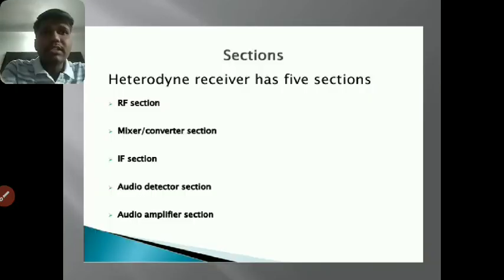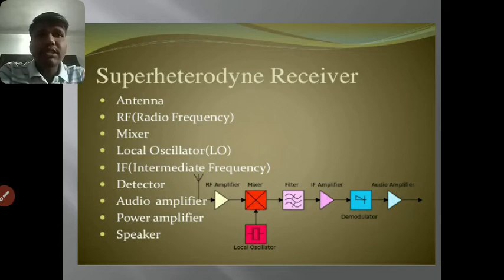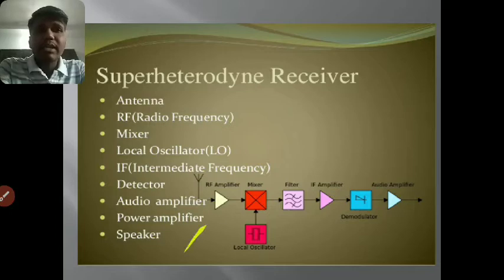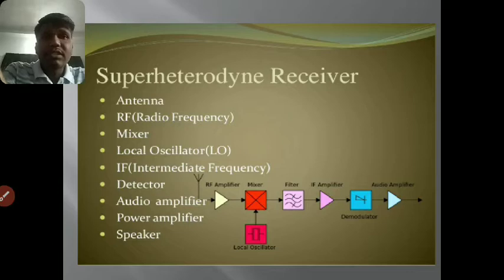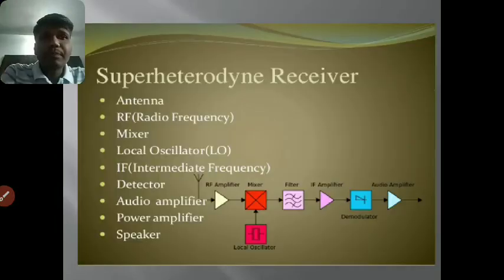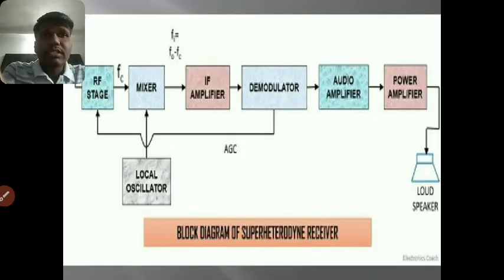In detail, the stages are: first the antenna, second the radio frequency amplifier, third the mixer, fourth the local oscillator, fifth the intermediate frequency amplifier, sixth the detector, seventh the audio amplifier, eighth the power amplifier, and last the speaker. This is the block diagram: RF amplifier, mixer, filter, local oscillator, IF amplifier, demodulator, audio amplifier, then the speaker.